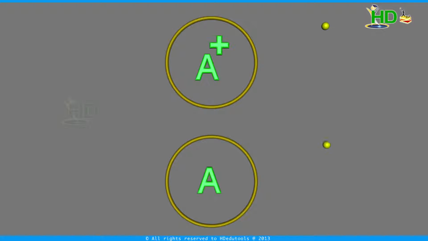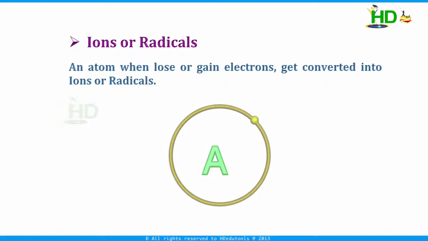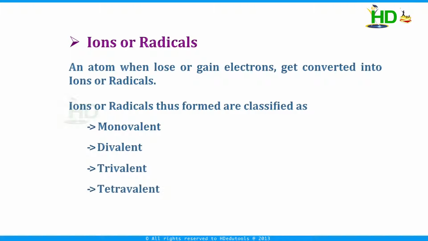Why they lose electrons, why they gain electrons, this we discuss later. Initially, just remember, when an atom loses an electron, it becomes positively charged. When it gains an electron, it becomes negatively charged. An ion or radical is classified as monovalent, divalent, trivalent or tetravalent when the number of charges on it is 1, 2, 3, 4 respectively.